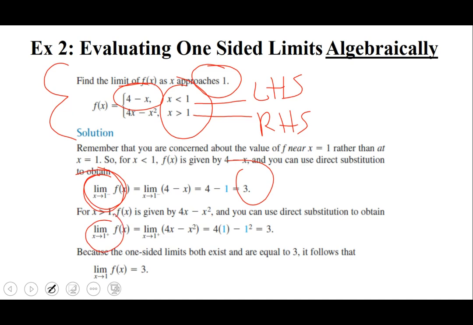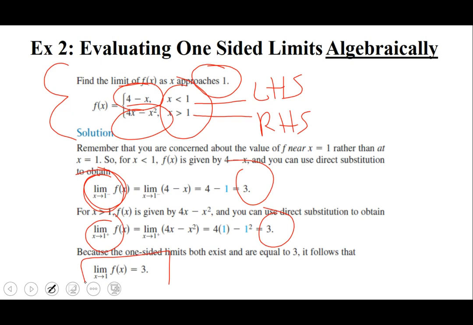Then when I ask you for the right-handed approach, you're going to plug 1 into the second piece. That's going to give you 4 minus 1, which is going to give you a value of 3. And then because the left-handed approach is equal to the right-handed approach, you could actually find the full limit as x goes to 1, which would in fact be 3.